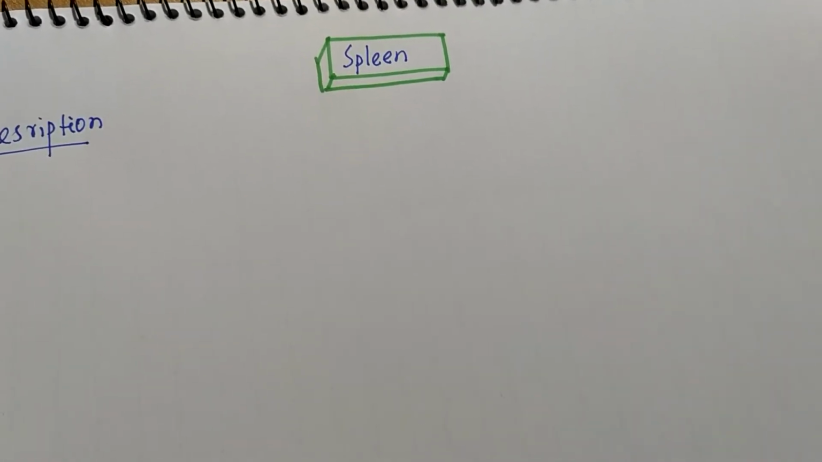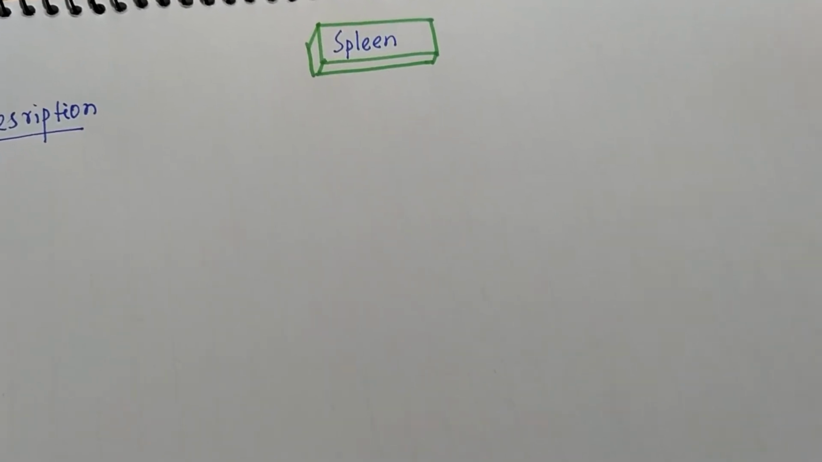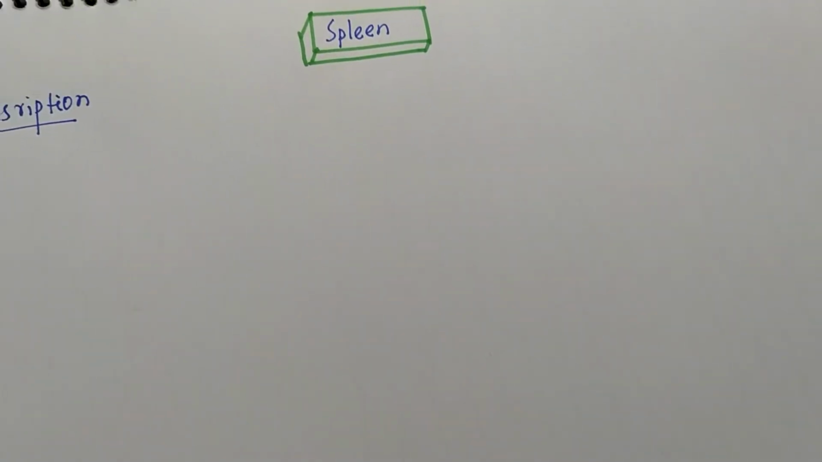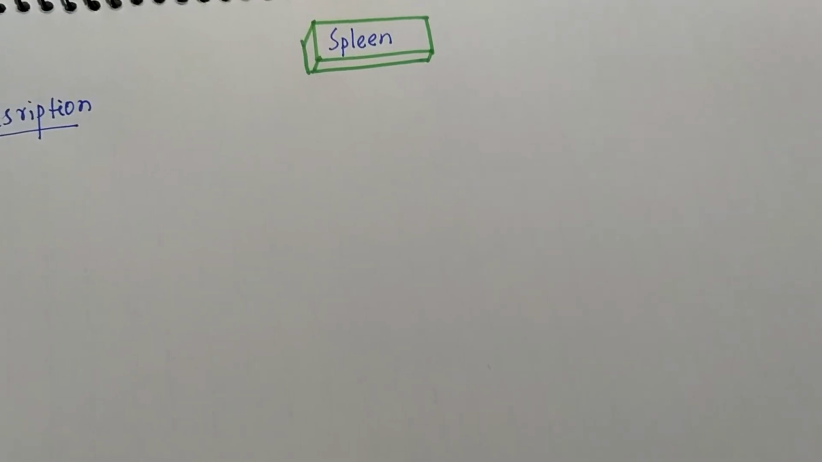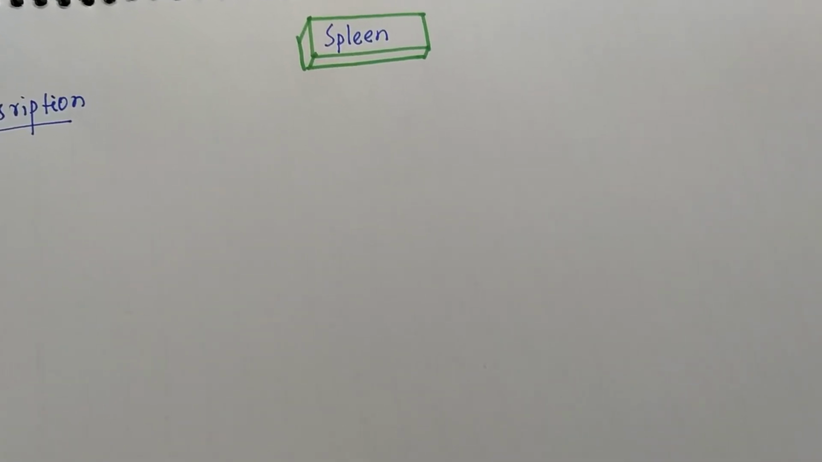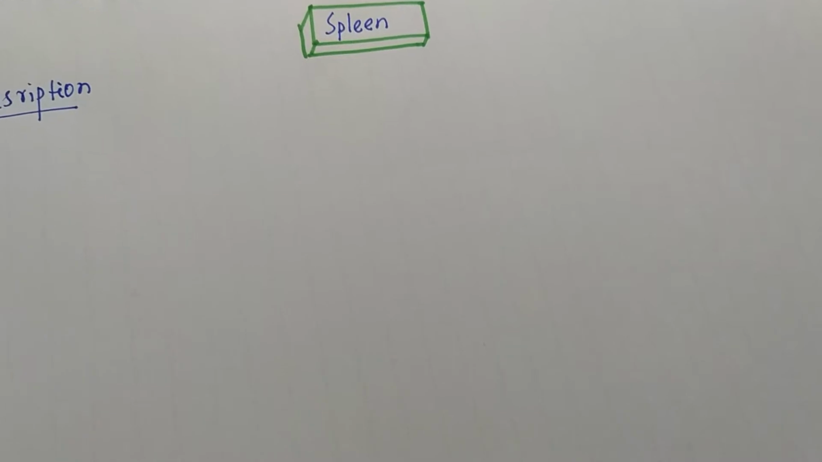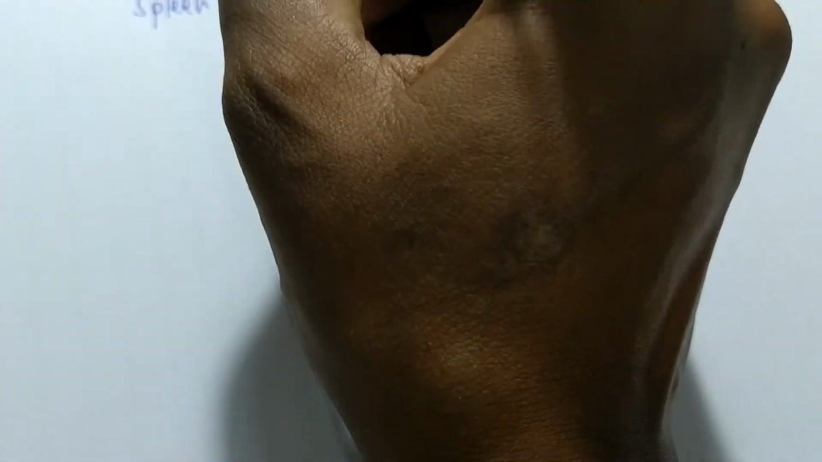Say you are asked to examine the abdomen of the patient. So you may start like this. On examination of the abdomen of this patient, the spleen is enlarged. So start here. Spleen is enlarged. So this is the first point.